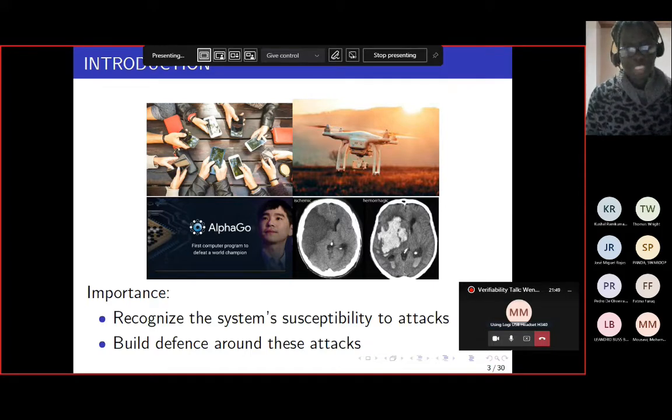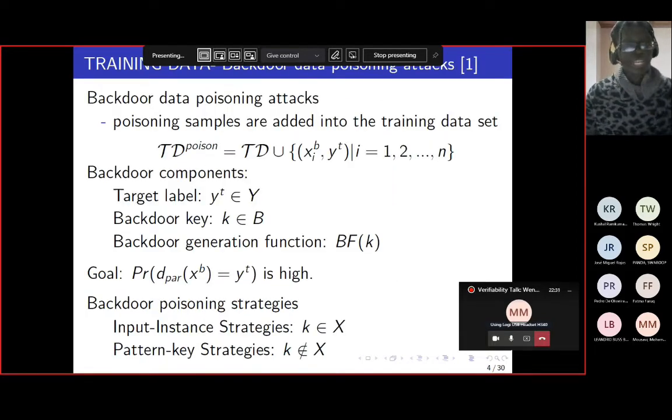Another application has been in medicine, where deep learning models have been used for medical diagnosis. So you can see how deep neural networks have been very applicable in many commercial and industrial areas. And the thing is, these DNNs are susceptible to attacks, and we need to recognize that, and we need to learn about those attacks so that we can build defenses around them, and so that we can stop negative life-changing scenarios.